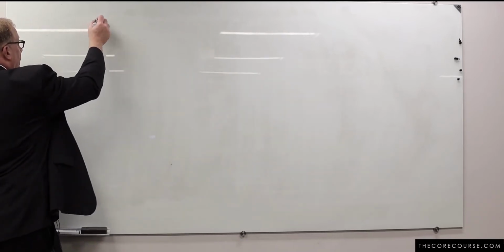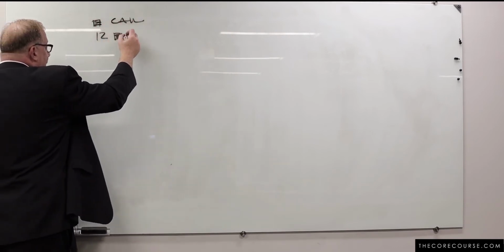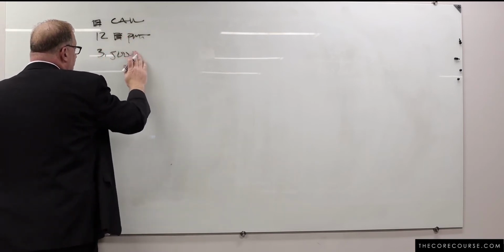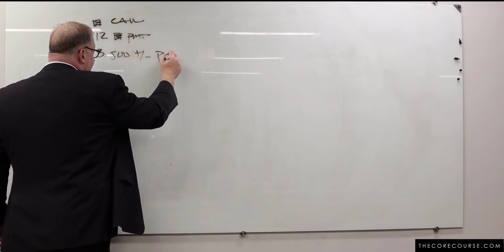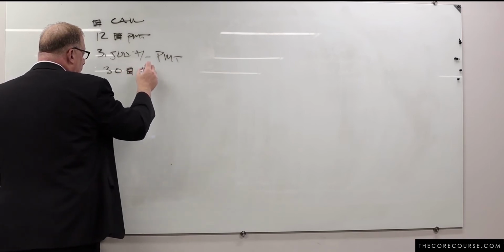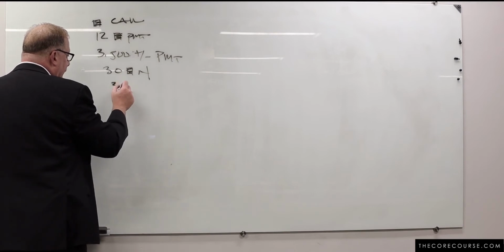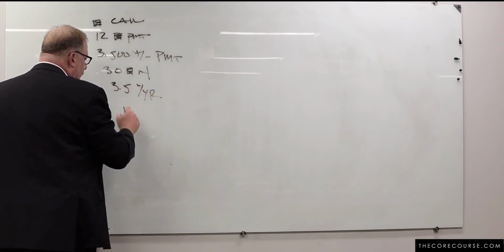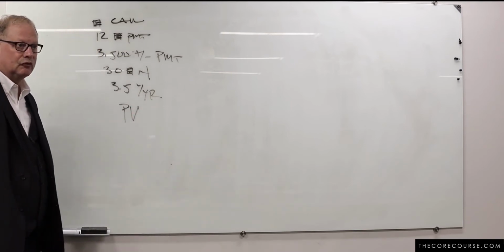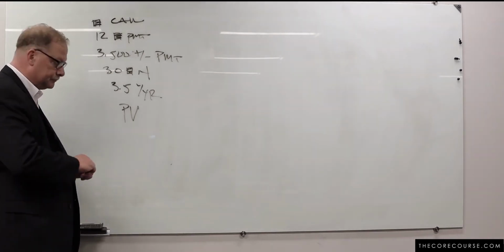So we're going to do a gold key clear all, 12 gold key payment, 3,500 plus or minus PMT. A 30-year loan. And let's say that the interest rate is 3.5%. Solve for the PV. Okay, so in this scenario, we solve for the PV. 432?